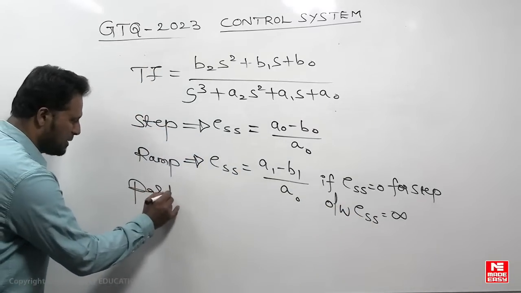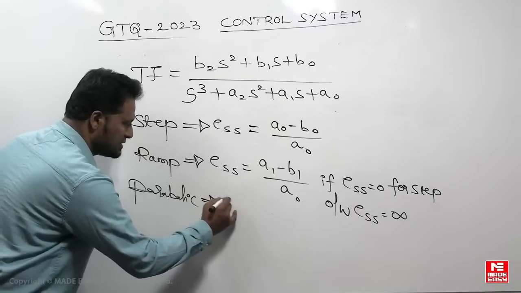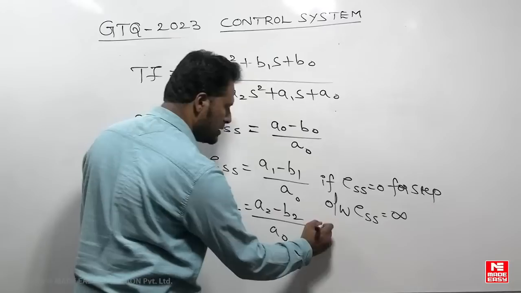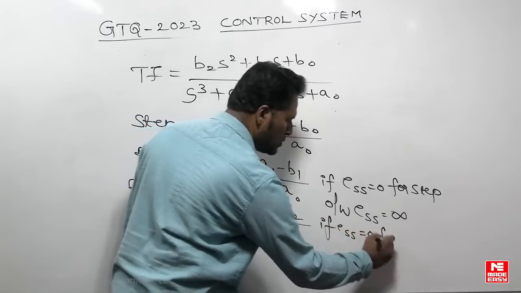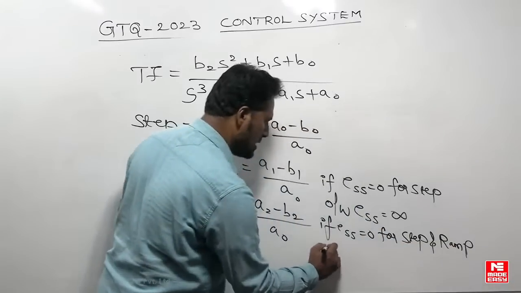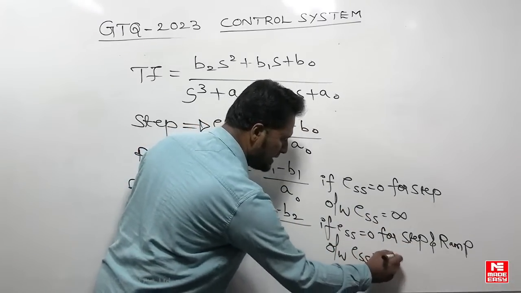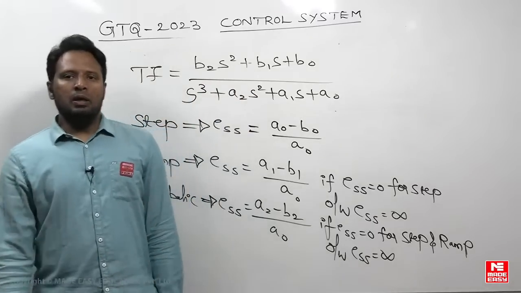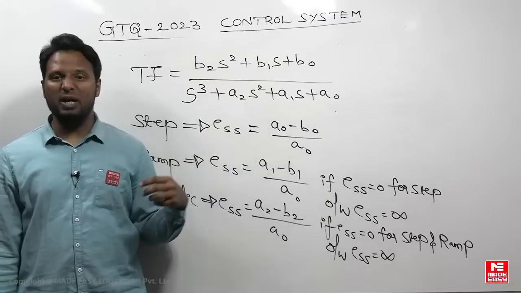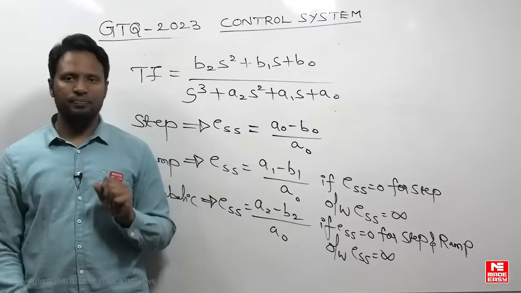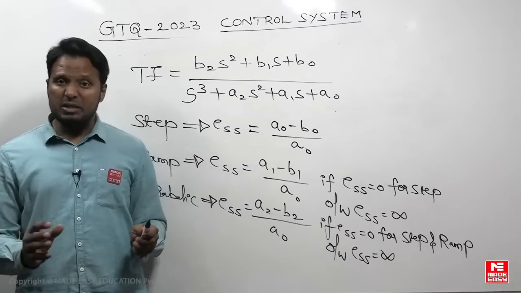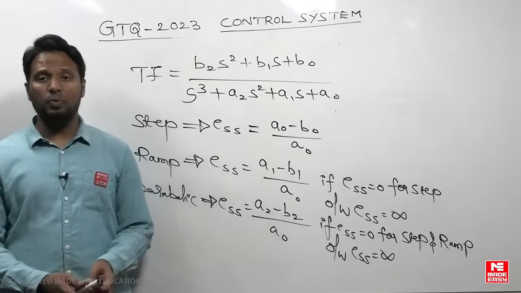Okay. Parabolic input ke liye, steady state error (A2 minus B2) by A0 if the steady state error is 0 for step and ramp. Otherwise, steady state error will be infinity. Matlab, agar koi closed loop transfer function de aur aap se kahe ki uska steady state pata karo parabolic input ke liye, do raaste hain aapke paas. Aap wahan se open loop bana lena, uska type dekh lena, finish the question. Nahi sir, mere ko seedha closed loop se hi aage badhna hai. Ha, no problem, go ahead.